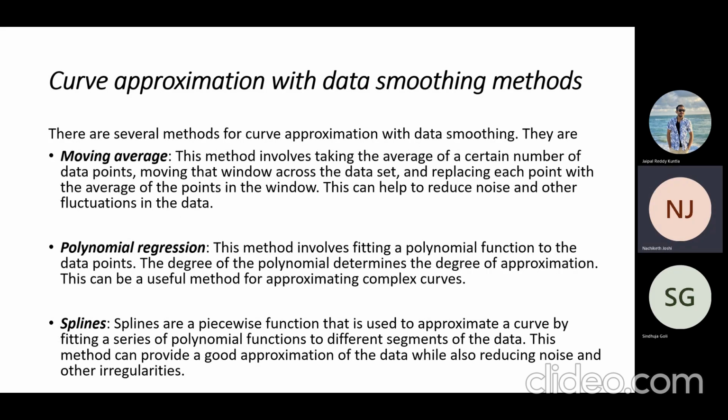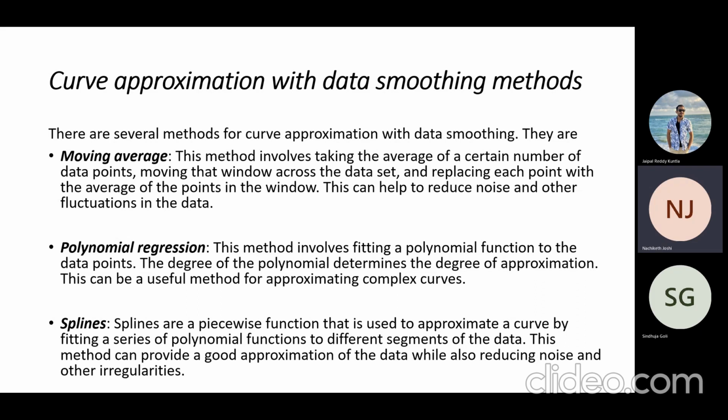Curve approximation with data smoothing methods. There are several methods for curve approximation with data smoothing. Some of them are moving average. This method involves taking the average of a certain number of data points, moving that window across the dataset, and replacing each point with the average of the points in the window. This can help to reduce noise and other fluctuations that are present in the data.